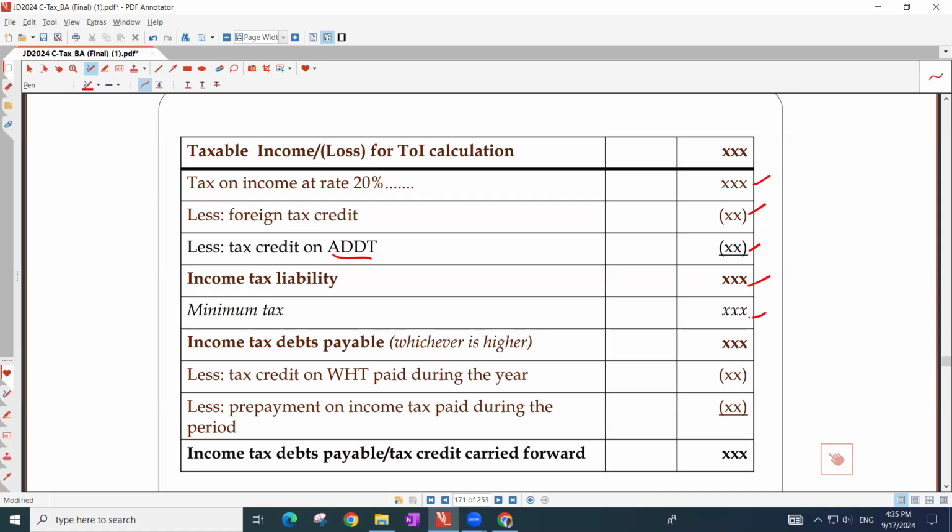How much is our minimum tax? If we're not exempt, then we have to compare. If we are exempt, then we don't need to compare; we ignore the minimum tax calculations. If the income tax is higher, we record it here as the income tax liability. After that, we deduct the withholding tax credit and the prepayment of income tax, and then we get the final tax liability we need to pay to the GDT.